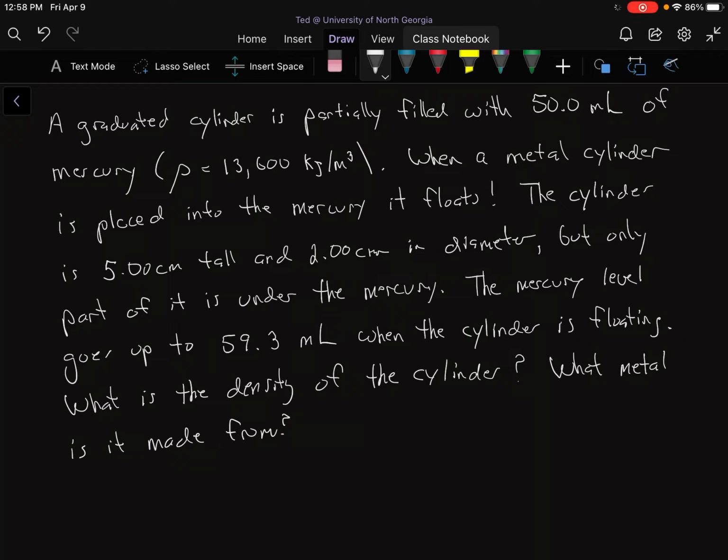All right, when a metal cylinder is placed into the mercury, it floats. The cylinder is 5 centimeters tall and 2 centimeters in diameter. But only part of it is under the mercury. The mercury level goes up to 59.3 milliliters when the cylinder is floating. What is the density of the cylinder, and what is the metal made from?